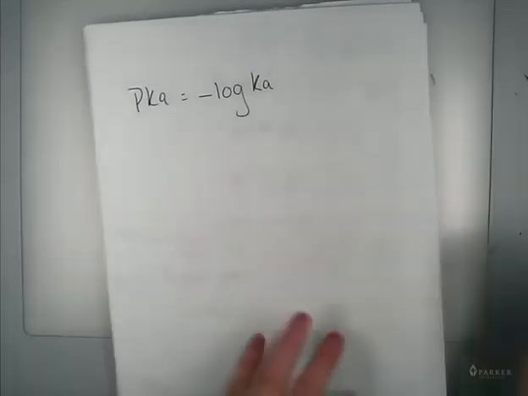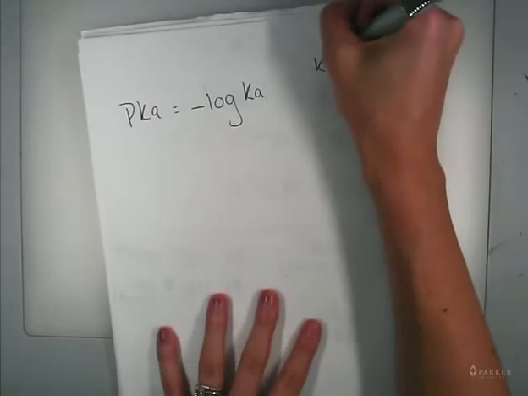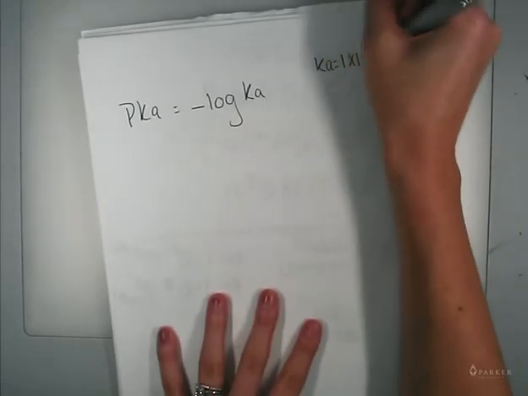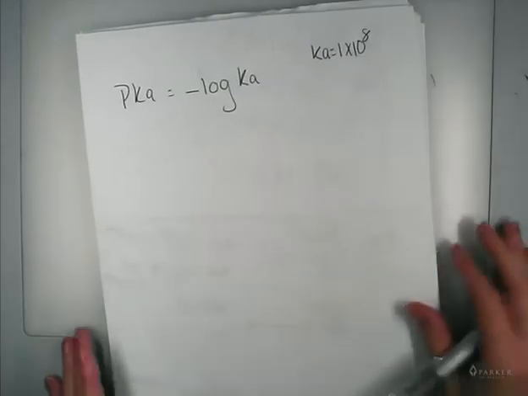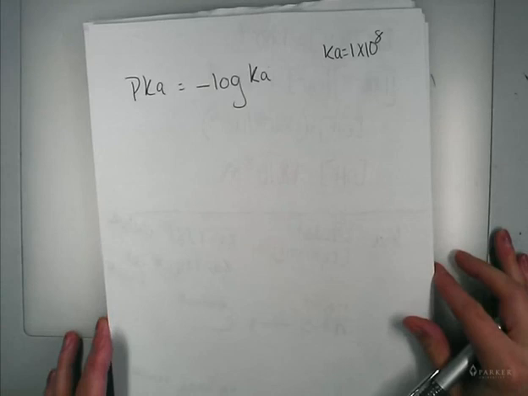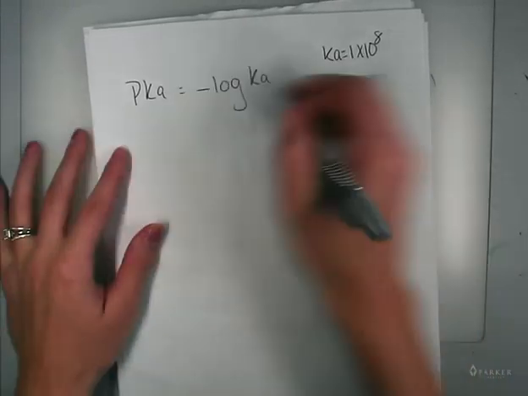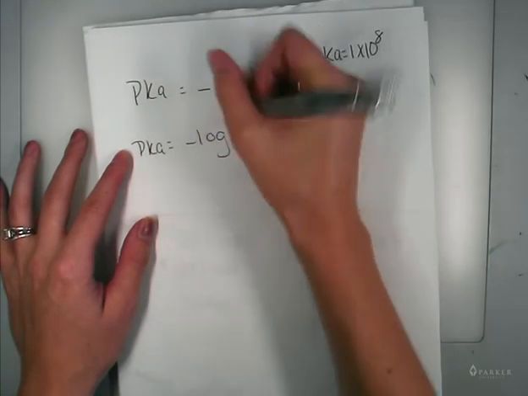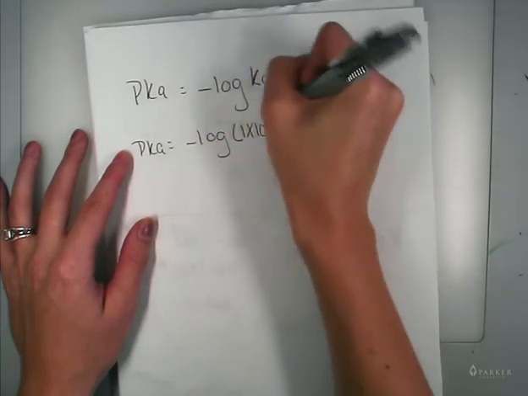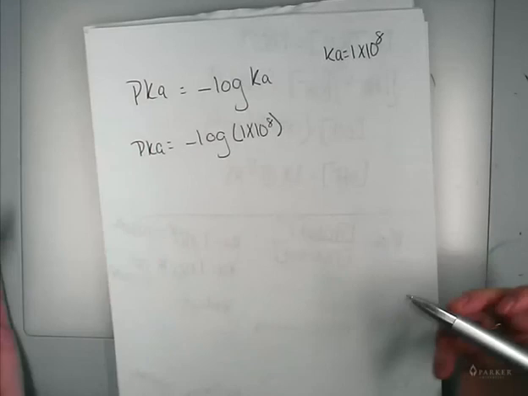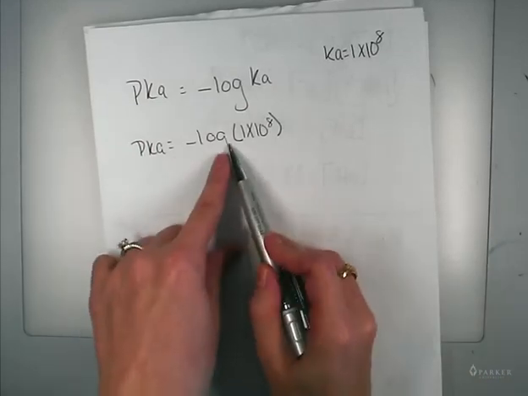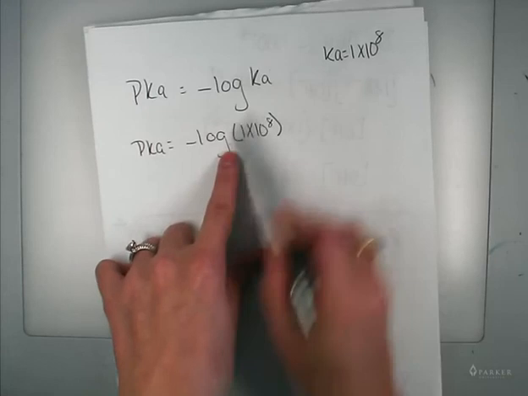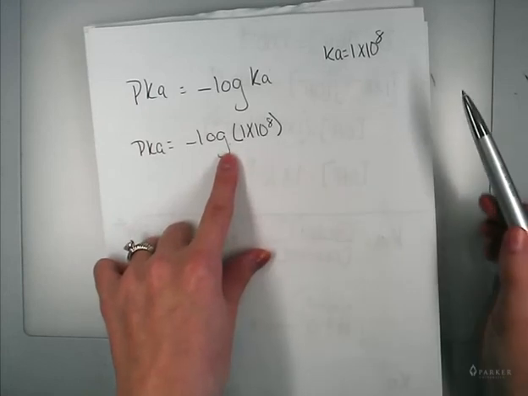Okay, so if we have, let's do this one we did over here. Let's see, Ka of 1 times 10 negative 8. So we have Ka 1 times 10, or actually let's do positive 8, to the 8th. So we plug in this number and let's find pKa. So all you need to do is put in negative log of 1 times 10 negative 8 in your calculator.